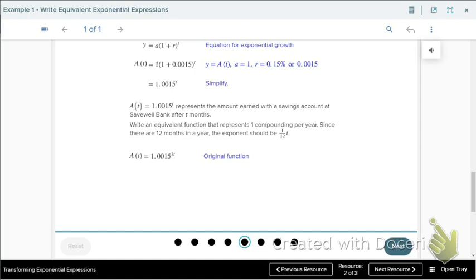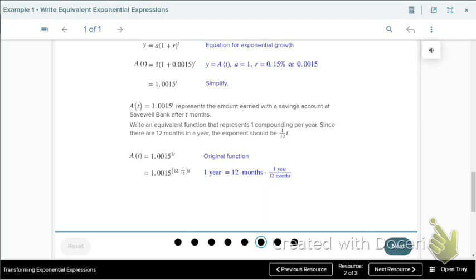So, back to this problem. The original function, and then we're going to compare it to this happening once per year. We know that there are 12 months in a year. So we take that 12 and multiply it by 1/12. 12 times 1/12 is 12 over 12, which is 1. So we have not changed anything by rewriting it as 12 times 1/12. But what that allows us to do is separate that, because back to our rules of exponents, a power raised to a power, we multiply.